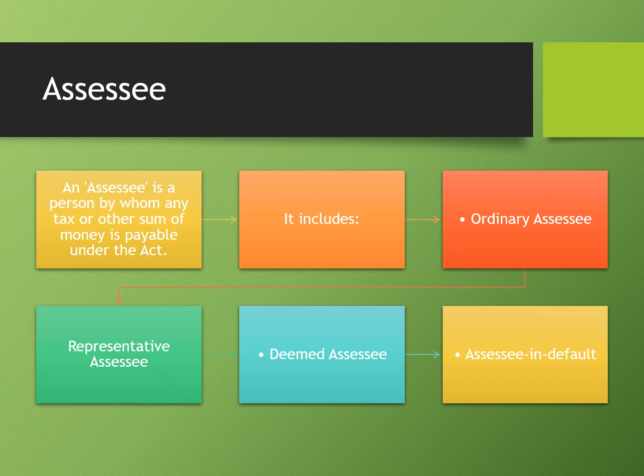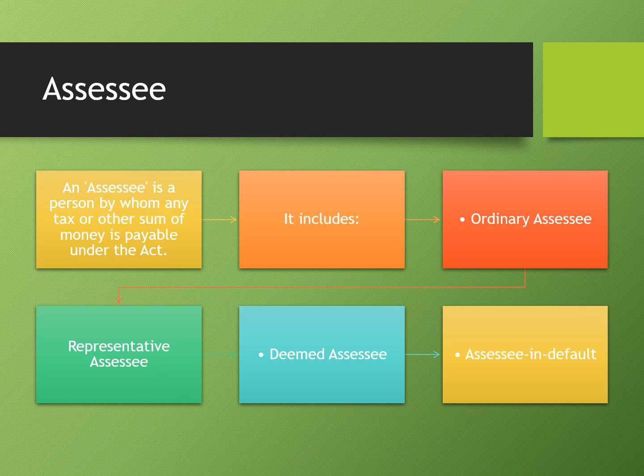Now, what is an assessee? In the Income Tax Act, the assessee definition is given under Section 2, subsection 7. Assessee means a person by whom any tax or any other sum of money is payable under this Act. And it includes every person in respect of whom any proceedings under this Act have been taken for the assessment of his income or the income of any other person, in respect of which he is assessable, or loss sustained by him or such other person, or the amount of refund due to him or such other person.